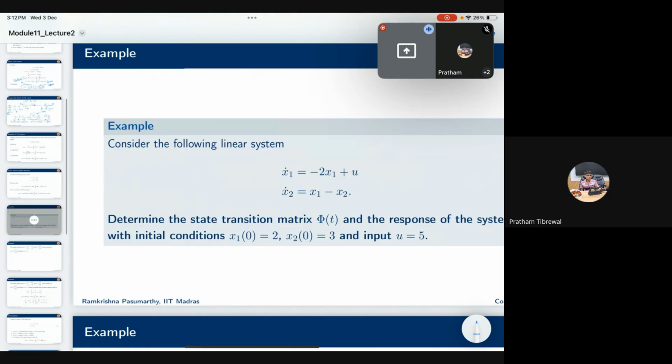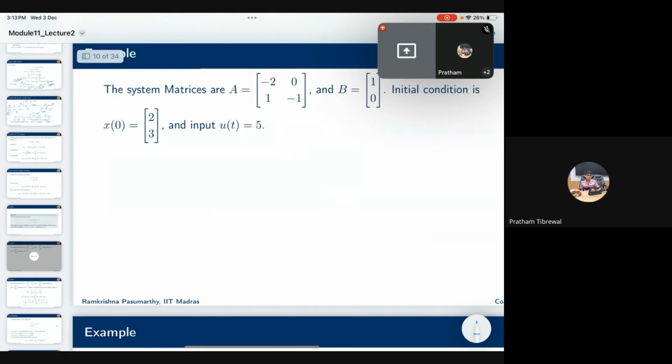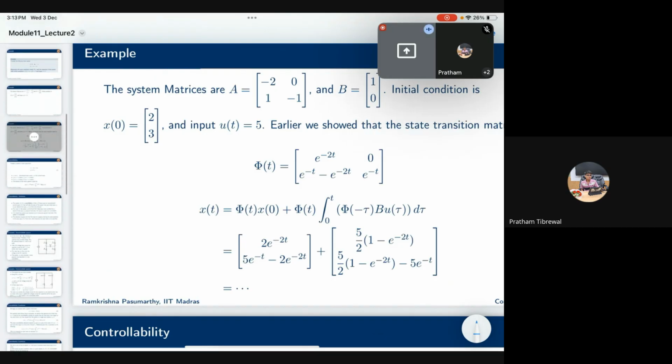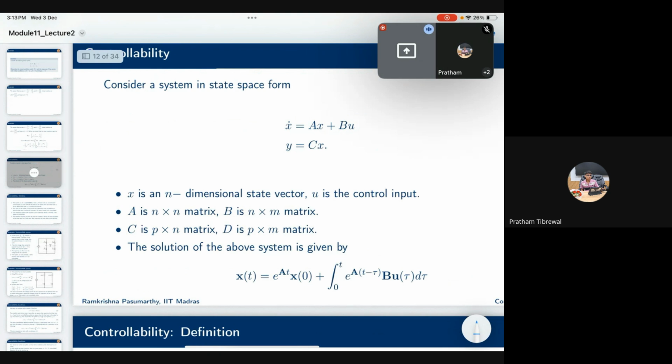Again, some quick examples here of how to determine the state transition matrix for certain systems. So I'll skip this. This should be straightforward, and all the steps are written down. So I'll just do the concept. I think we have about 15 minutes still to go? Yeah. Okay, we have a little more than 15 minutes.